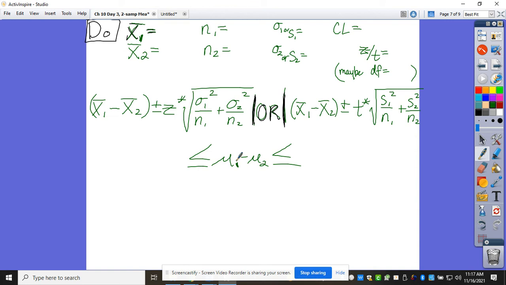Can you think of why degrees of freedom might be an issue? How do we get degrees of freedom? Sample size minus 1, right? So why do you think this might be an issue? There are two sample sizes. So now what? If we are trying to be conservative, which one would be more conservative? Using a lower sample size or a higher sample size?